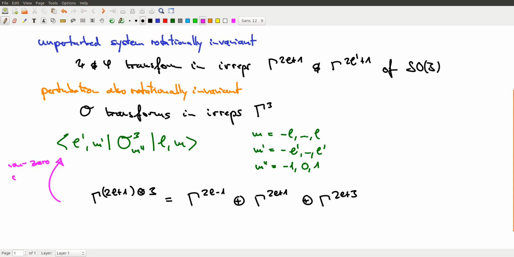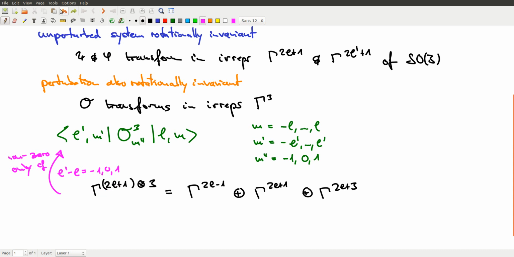So this tells us that this thing here is non-zero only if, let's say, L prime minus L is minus 1, 0, or 1. So this is such a selection rule again.